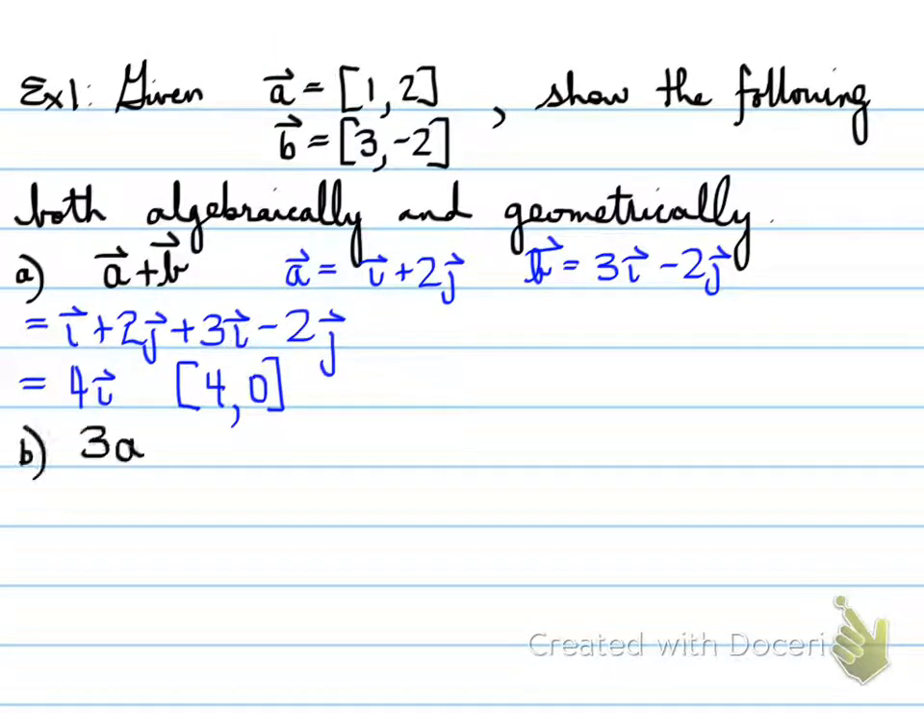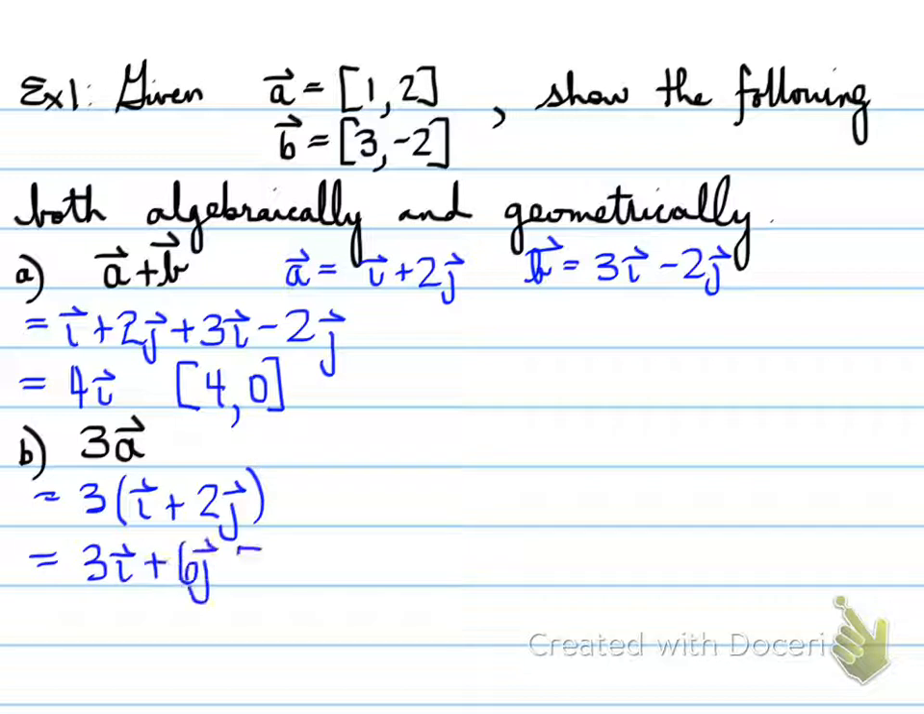The next part we're going to do is part B. But before we do, we're going to do all the algebraic first, and then geometrically I will show you each of these vectors. So, part B is 3 times vector A. So a scalar multiple, multiplied by 3 times vector A, which gives us 3 times i plus 2j, which will result in 3i plus 6j. Algebraically that will give us components 3, 6.